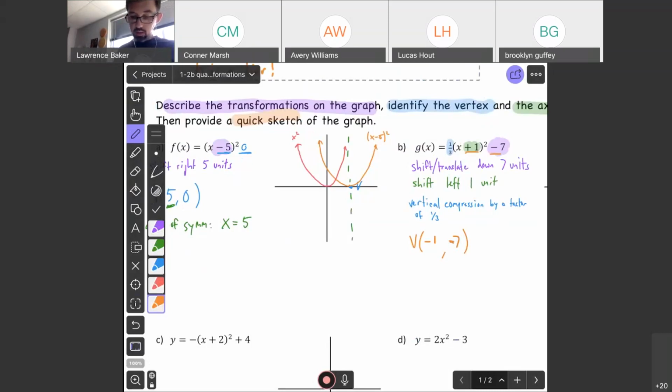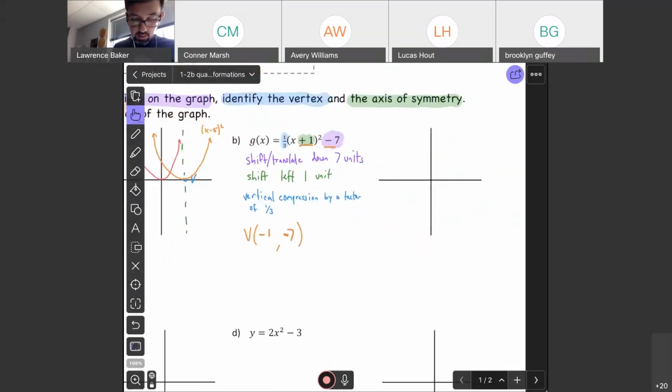And so, if you're going to do the sketch, I just kind of guess where -1, -7 is. So I want to go to the left a little bit and then down a pretty good ways. And so I'd say, okay, there's my vertex. I'm going to give that a V next to it just to highlight it.